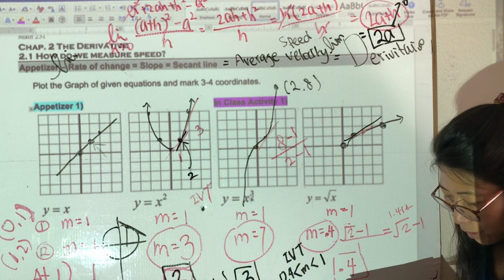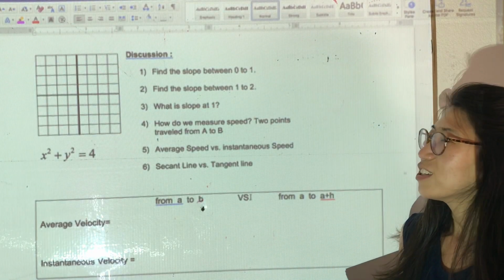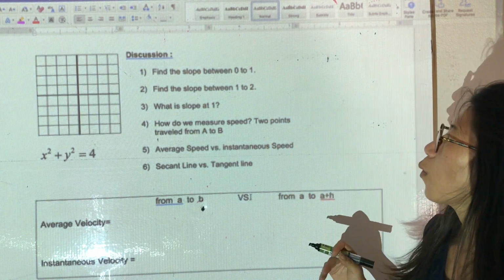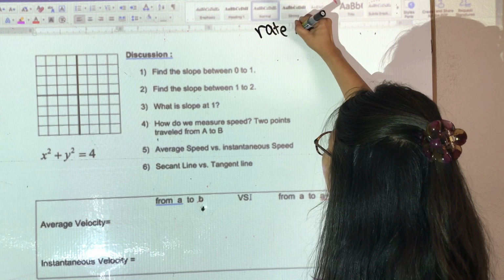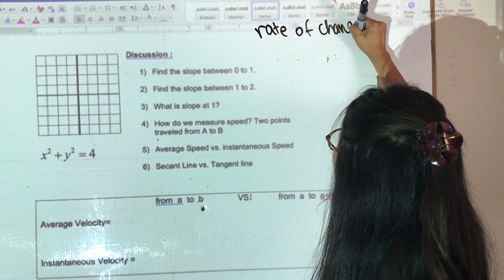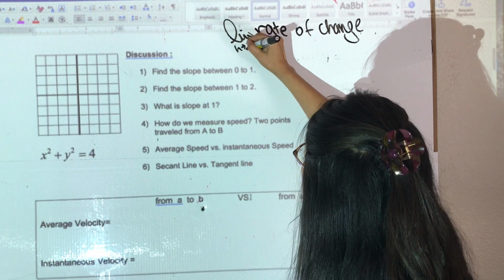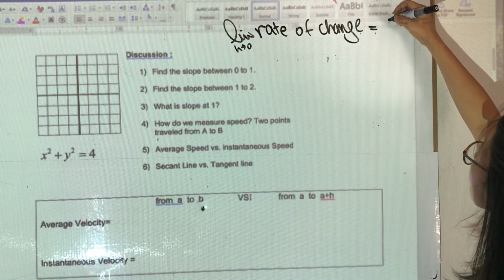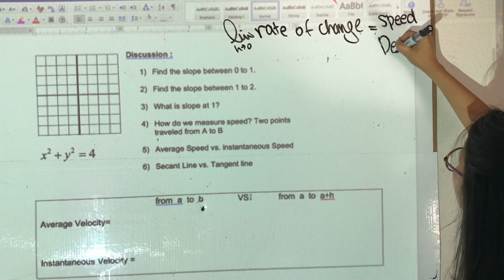So I hope that was a good review. With the previous examples, hopefully you understand why we've been studying rate of change. Because when you take the limit of the rate of change, that's going to be our speed, or that's going to be the derivative.